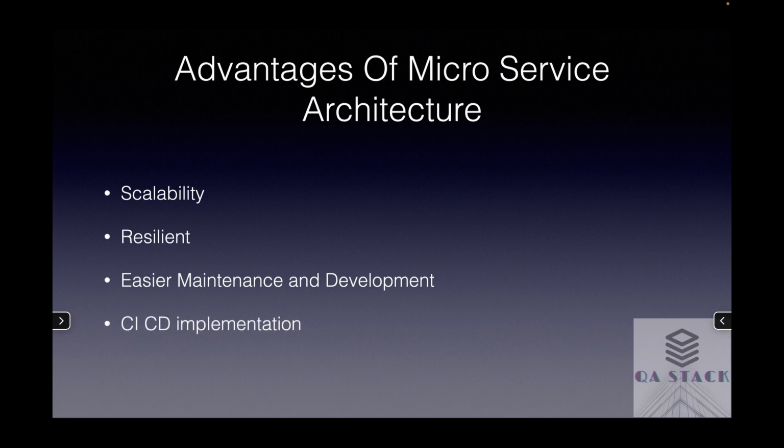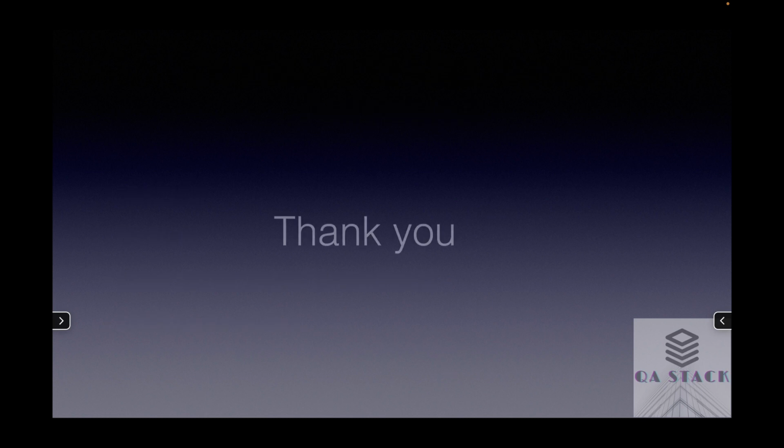Last but not the least, CI/CD implementation. Microservice architecture supports CI/CD implementation, that is continuous integration and continuous deployment. So this was the basics of monolith and microservice architecture, and why we use microservice architecture. In the next video, we are going to see how we can perform backend testing. What are the various components of a request?